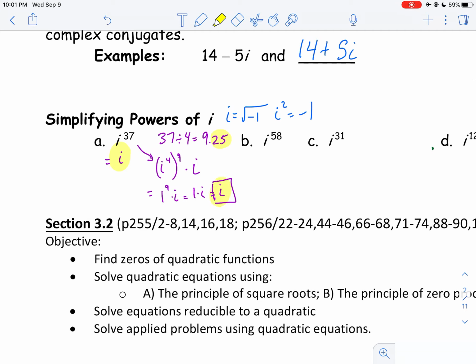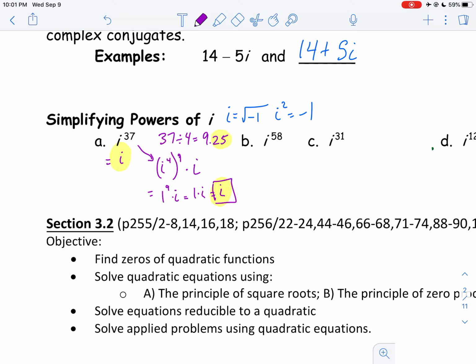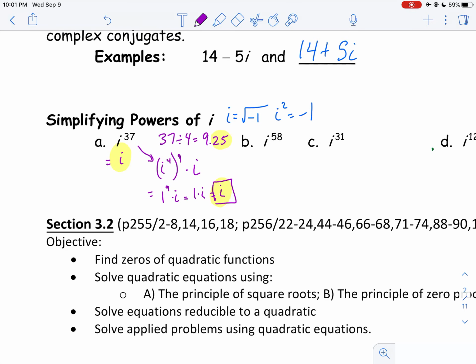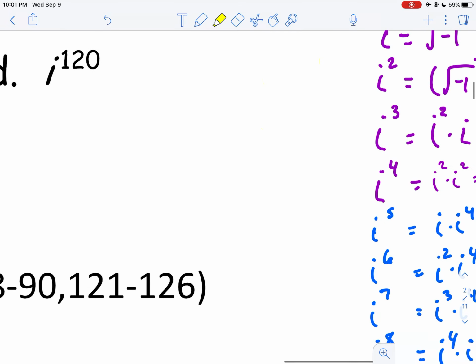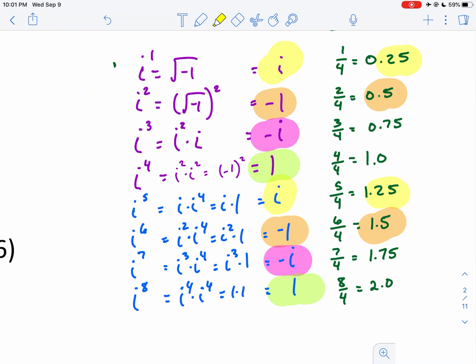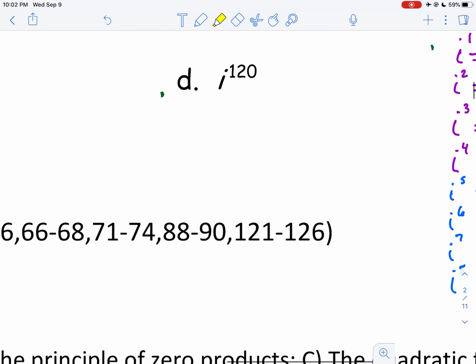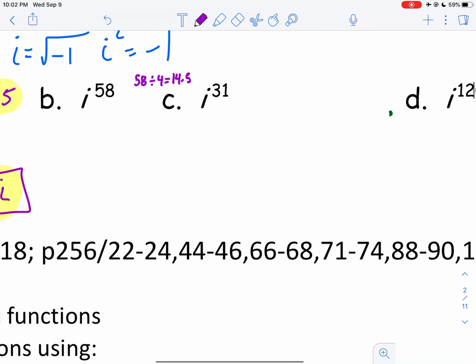Alright, let's try i to the 58. If you were to take 58 divided by 4, I kind of want to do that off to the side, just zoom in. 58 divided by 4 would be 14.5. So you see that 0.5 using this chart over here. Anytime it ends in 0.5, that tells me I have an i squared left. That's going to be -1. So I can see that this is equal to -1.